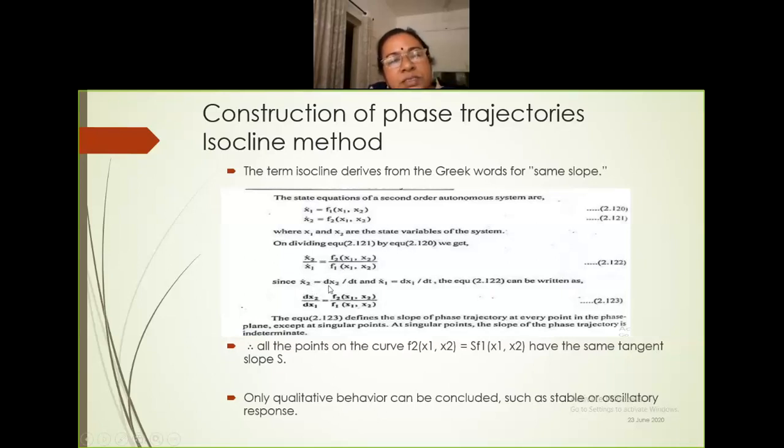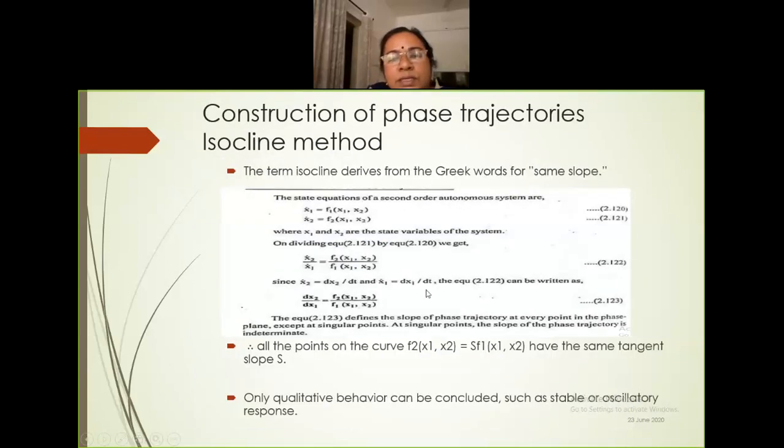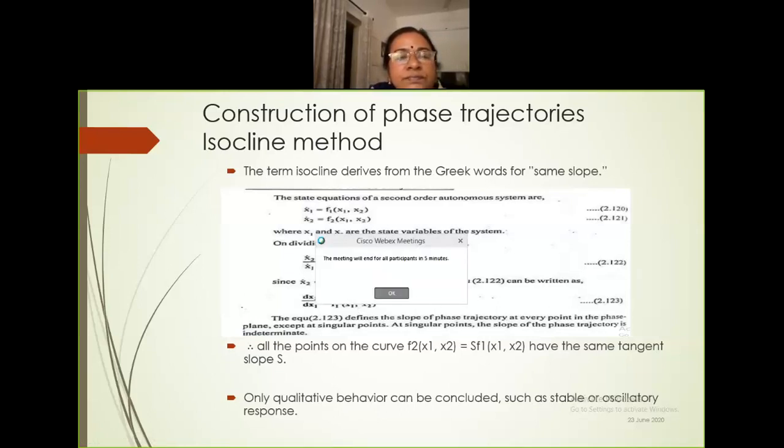Since x2 dash is what? dx2 by dt. And x1 dash is what? dx1 by dt. So this equation can be written as dx2 by dx1, as dt and dt will get cancelled. You can write dx2 by dx1 is equal to f2(x1, x2) by f1(x1, x2), that is, functions of x1 and x2. Okay. Equation 2.3 defines the slope of the phase trajectories at every point in the phase plane except at the singular points.